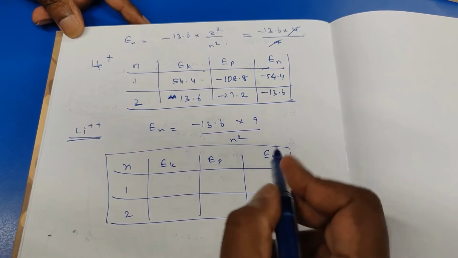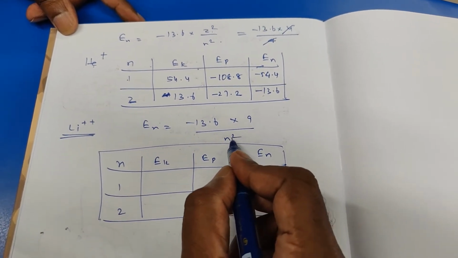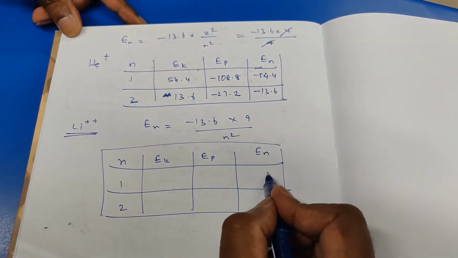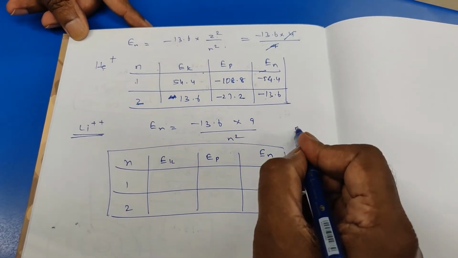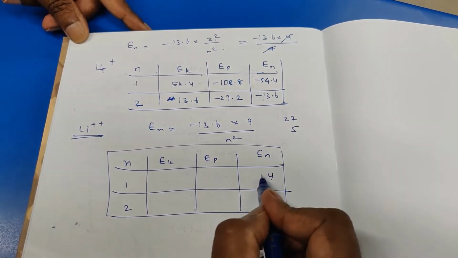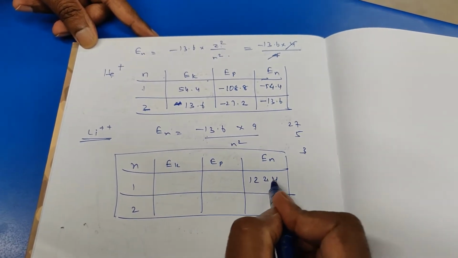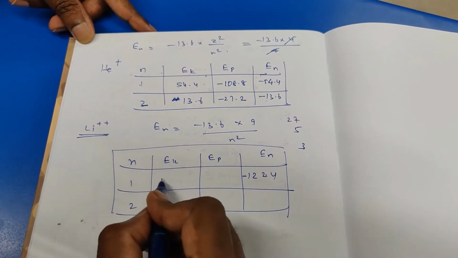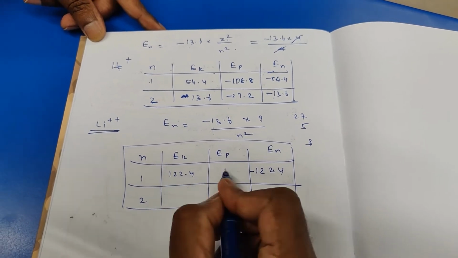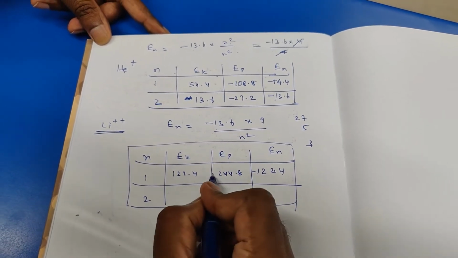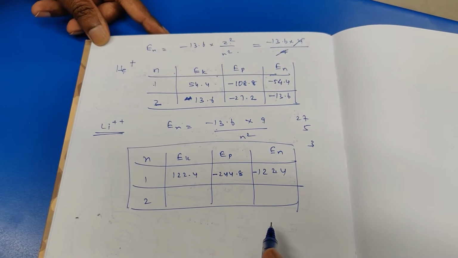Now, when I put N is equal to 1, I get the total energy. Here 122.4 is minus, the kinetic energy is plus 122.4, and here 244.8 is the potential energy, that is minus. Like that you have to calculate.